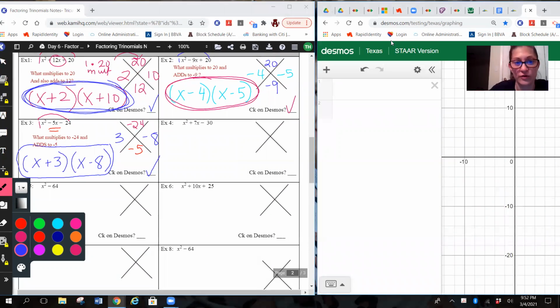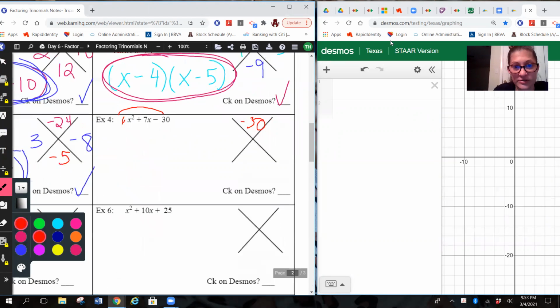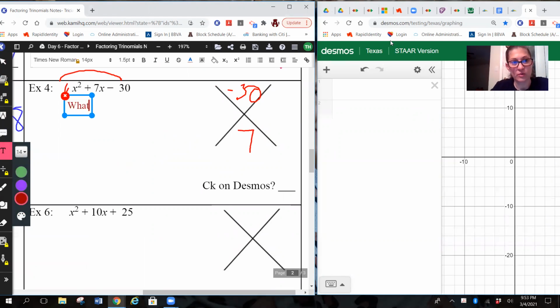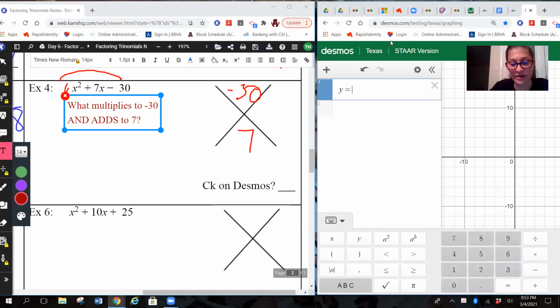All right, let's see what we can do for number 4. We have 1x squared times negative 30. 1 times negative 30 is negative 30. Let's zoom in. Now the B value is 7. So the question is, what multiplies to negative 30 and adds to 7? That's what we have to find out. So y equals negative 30 divided by x, change it to a table.